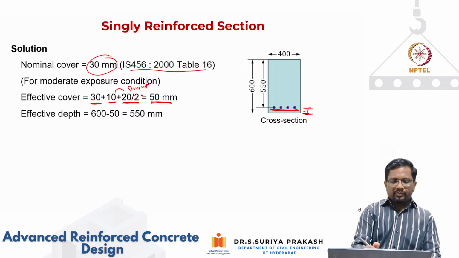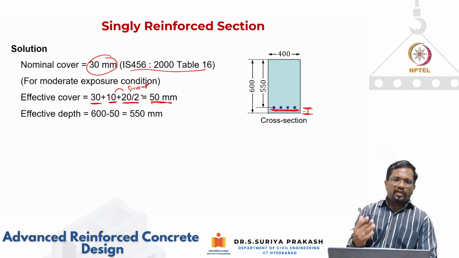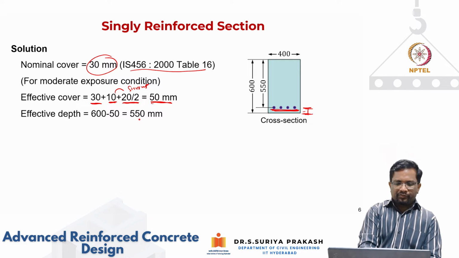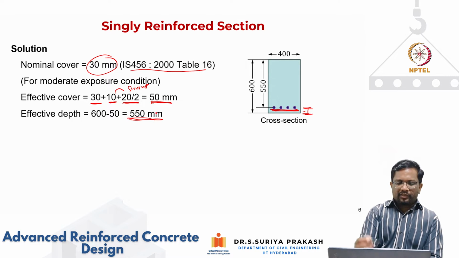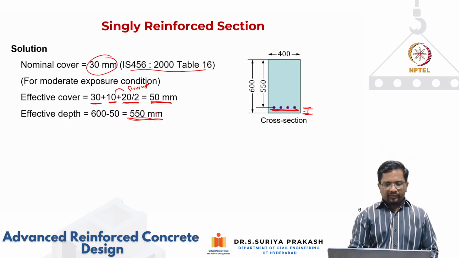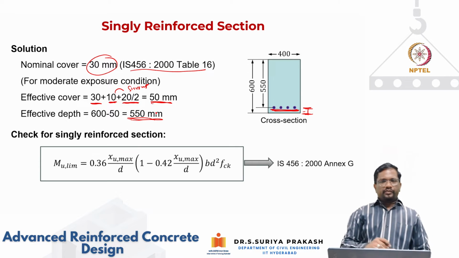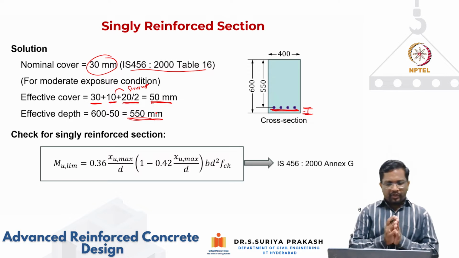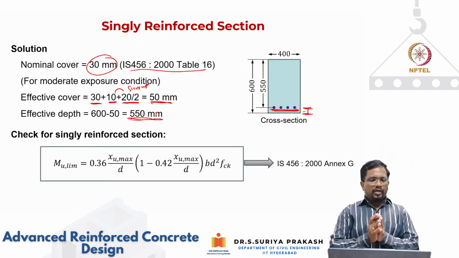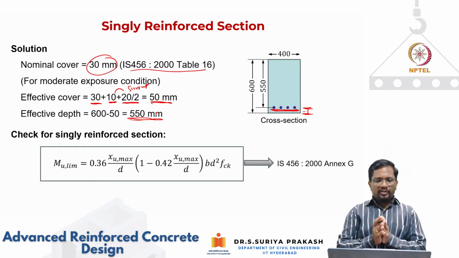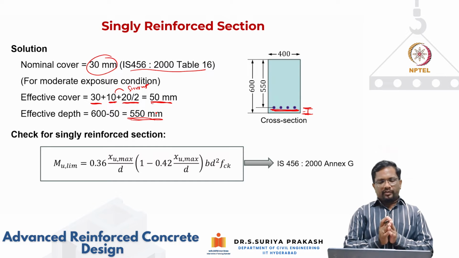So what is the effective depth that is left? The total depth minus the effective cover to the tension-most longitudinal reinforcement bar gives the effective depth. That works out to be 550 mm. Right. So now check for single reinforcement, whether we can design the amount of steel for 500 kilonewton meter.